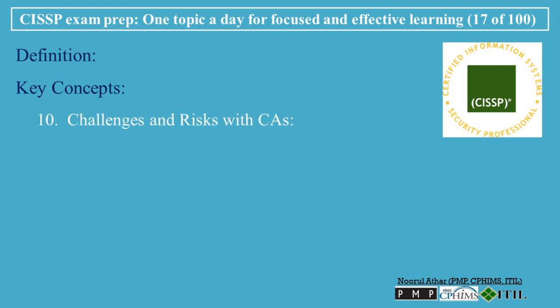10. Challenges and risks with CAs. Compromise of a CA. If a CA is compromised, attackers could issue fraudulent certificates, leading to major security breaches. In the past, some CAs have been hacked, resulting in unauthorized certificates being issued for trusted domains, e.g., DigiNotar. Fraudulent certificates. If a CA improperly verifies a certificate request, it may issue a certificate to an unauthorized entity, enabling man-in-the-middle, MITM, attacks or phishing.